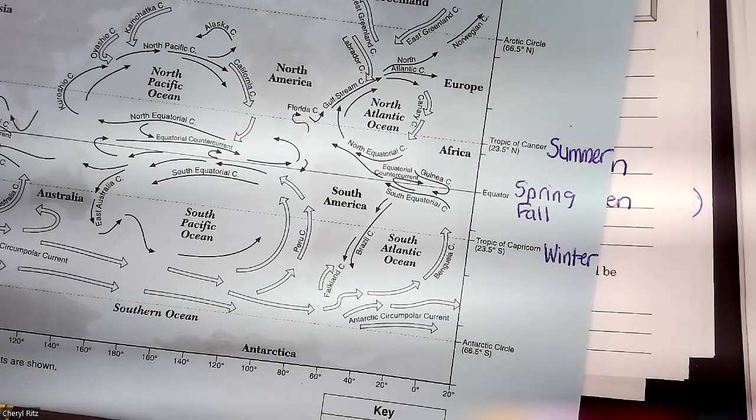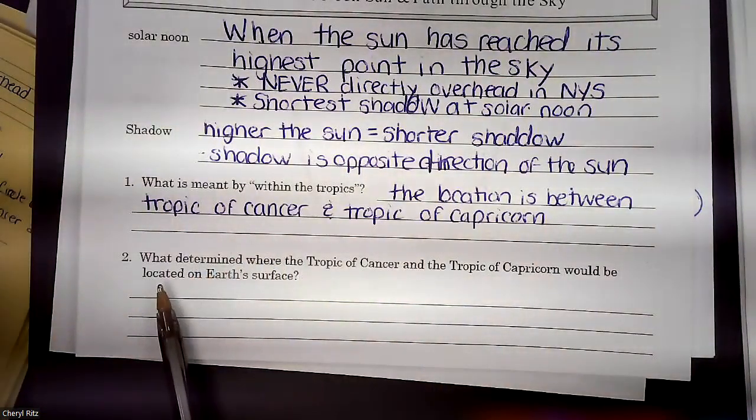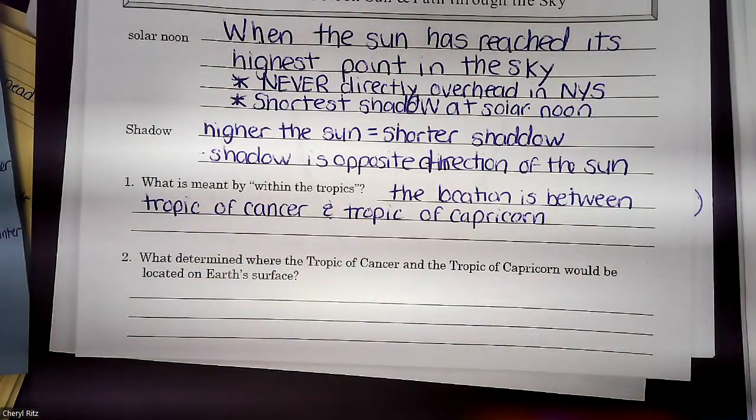Okay, let's skip ahead and we'll come back to this. Let's figure out if you can answer question 2. What determined where the Tropic of Cancer and the Tropic of Capricorn would be located on Earth? It wasn't some guy named Cancer who said, this is where I live. No, it's not the rotation. You're talking about the tilt, which is connected. But what made them say this line is important enough to give a name to? I need you guys to actually think this one through.